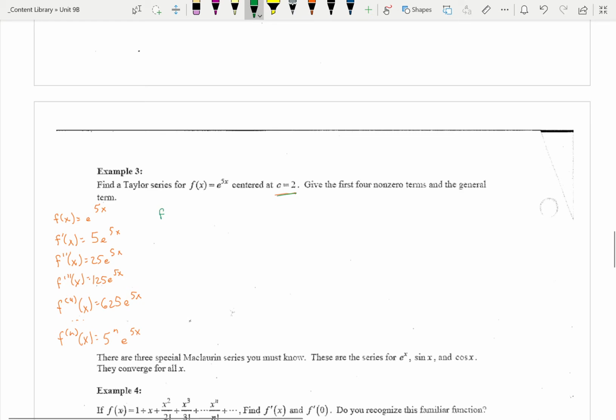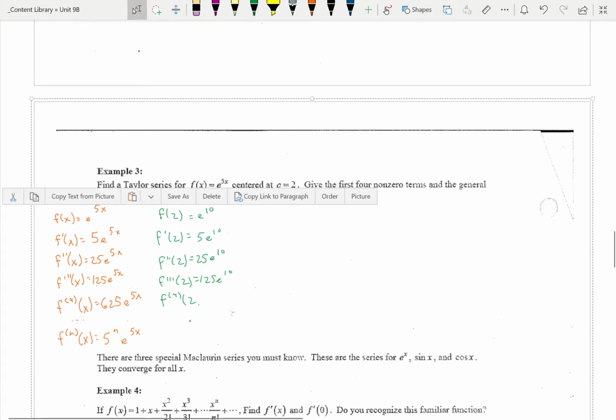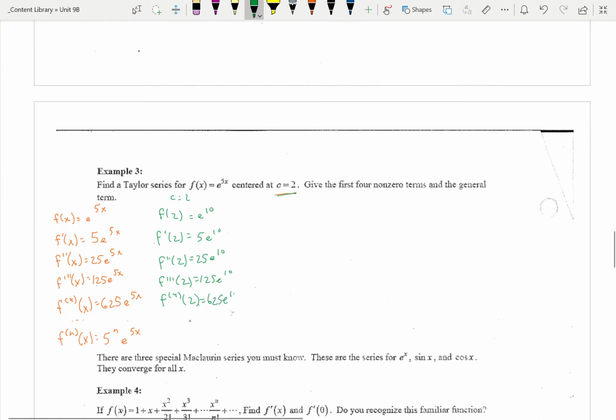Okay, now we're going to look at, again, that c equals 2. In other words, we're going to find f of c. Whoops, let's actually put 2 in there. f of 2, c equals 2. So f of 2 is going to be e to the 10. And f prime of 2 is going to be 5 e to the 10. And f double prime of 2 is going to be 25 e to the 10. And f triple prime of 2 is going to be 125 e to the 10. And f quadruple prime of 2 is going to be 625 e to the 10.